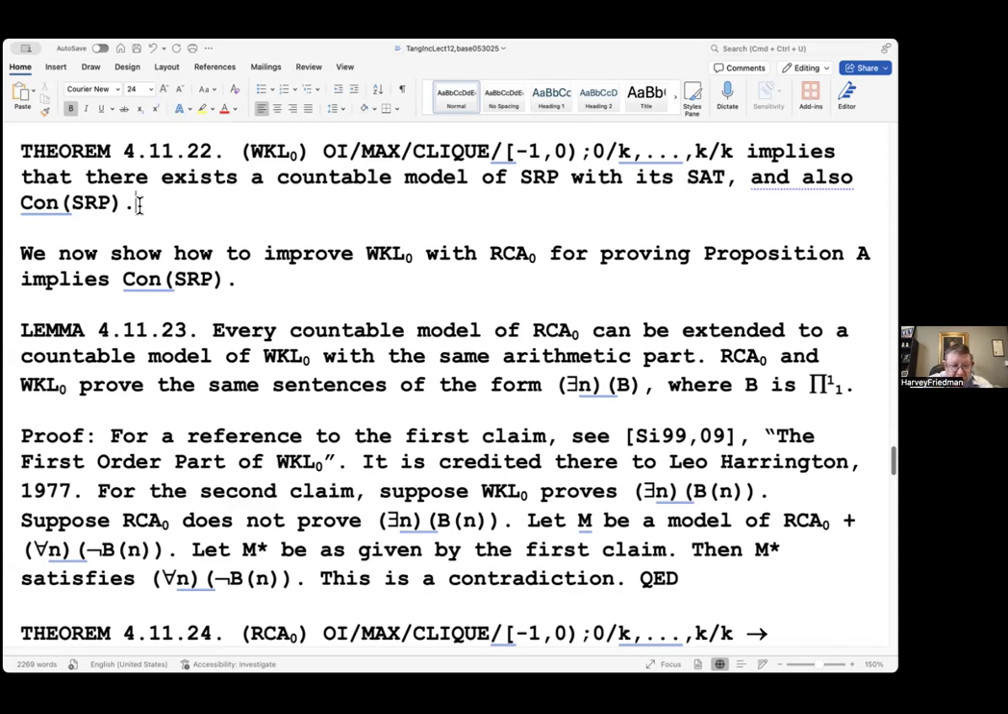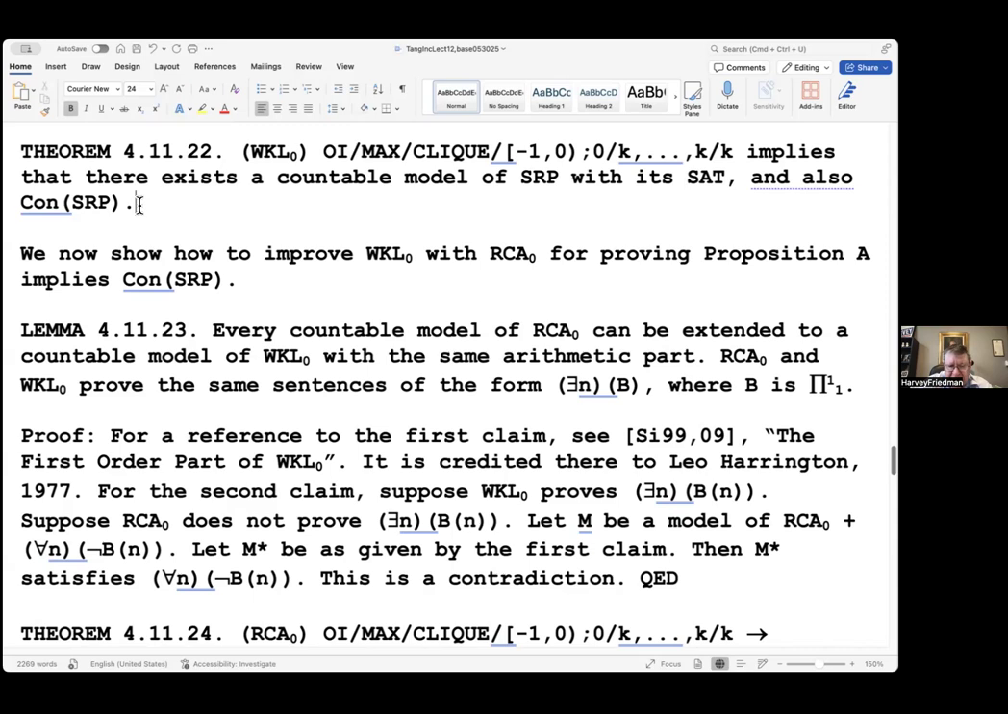RCA naught and WKL naught prove the same sentences of the form there is an n B, where B is pi 1, 1. That's a consequence. So for a reference to the first claim, Simpson's book, the first order part of WKL naught, there's a section called that. And this is credited to Harrington in 1977 for the second. I think it's what's called Jacques-Soar forcing, where you force with finitely branching trees or something, if I remember right.